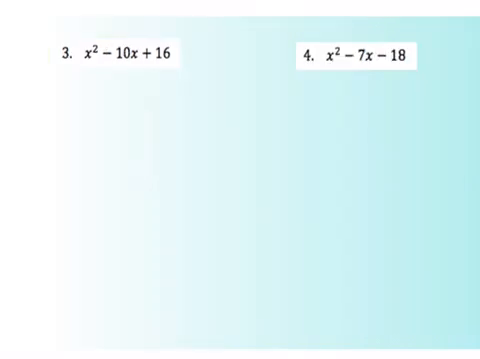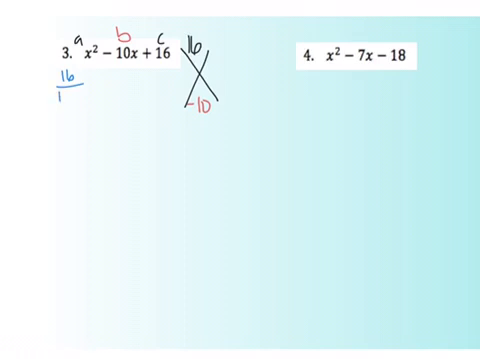So again, we are going to say, what is it that they all have in common? Is there a GCF right away in the beginning I can take out? This one does not have a GCF, so I'm going to go straight to my x. So I'm multiplying a times c to get to the top. Well, 1 times 16 is 16. And I want to add to the b term. That is a negative 10 in my x. So I'm looking for numbers that multiply to 16 and add to negative 10.